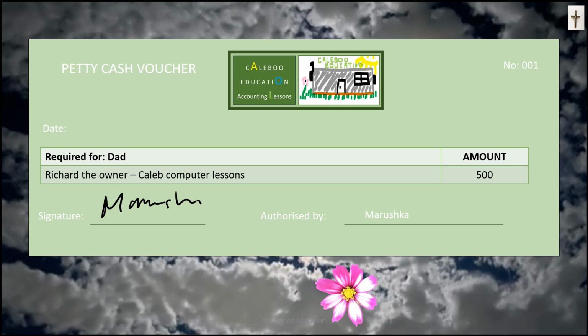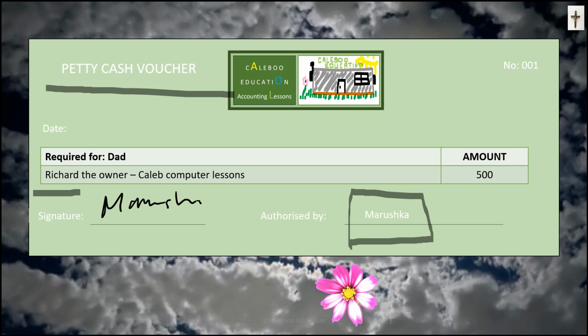Just before we move on, I just want to show you the petty cash voucher. The petty cash voucher is written out by the petty cashier, who happens to be, in this situation, my wife, Marushka. So she authorized this document, or authorized and gave permission as the petty cashier to me, Richard the owner, to take 500 Rand to pay for Caleb's computer lessons.